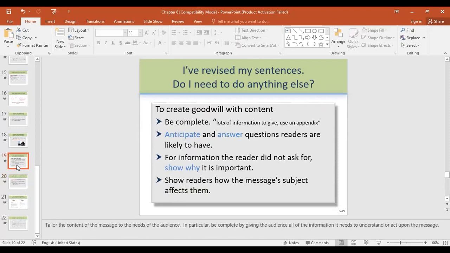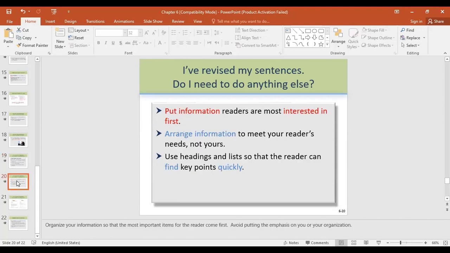So these six points can create goodwill with content. Be complete, give complete information, and when you have a lot of information, use an appendix. Anticipate and answer questions readers are likely to have. For information the reader didn't ask for, show why it's important. Show readers how the message subject affects them. Put information readers are most interested in first. Arrange information to meet your reader's needs, not yours. And use headings and lists so that readers can find key points quickly.